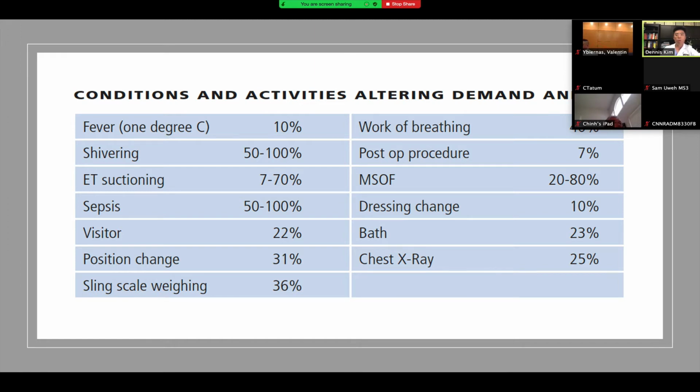And so it's so important for us to remember simple things like treating pyrexia and fevers, ensuring that patients have a decreased work of breathing, ensuring that they're not having pain, because that in and of itself will also increase their demand.